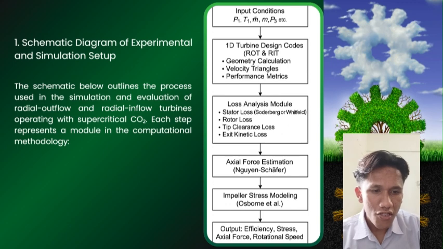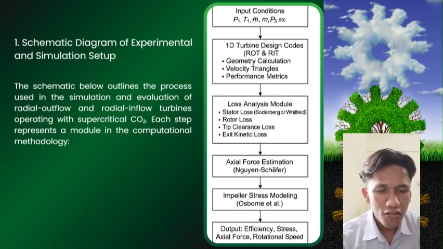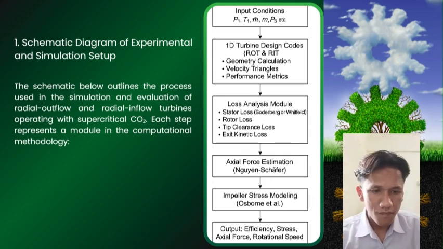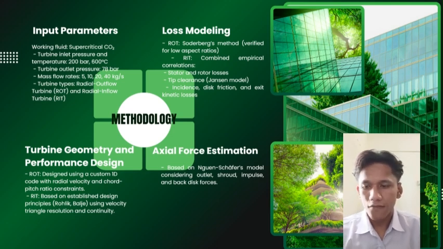Covering input conditions, turbine design code, geometry calculation, velocity triangles, performance metrics, loss analysis module: stator loss, rotor loss, tip clearance loss, exit kinetic loss, axial force estimation, impeller stress modeling, and outputs: efficiency, stress, axial force, rotation, and speed. Next, methodology: input parameters, loss modeling, turbine geometry and performance design, axial force estimation.